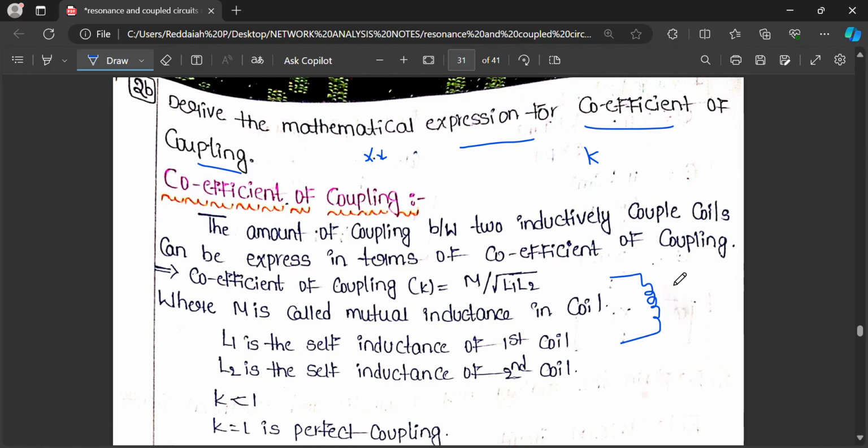Because of the magnetic flux flowing through the coils, how much one coil is coupled to another is the coefficient of coupling. The amount of coupling between two inductively coupled coils can be expressed by the coefficient of coupling, K equal to M, the mutual inductance, divided by the square root of L1 L2, where L1 and L2 are the self-inductances of the two coils and M is the mutual inductance. This is the definition of coefficient of coupling. It is very important. Derive the mathematical expression for 5 marks, or a 2 marks question is, what is the coefficient of coupling?